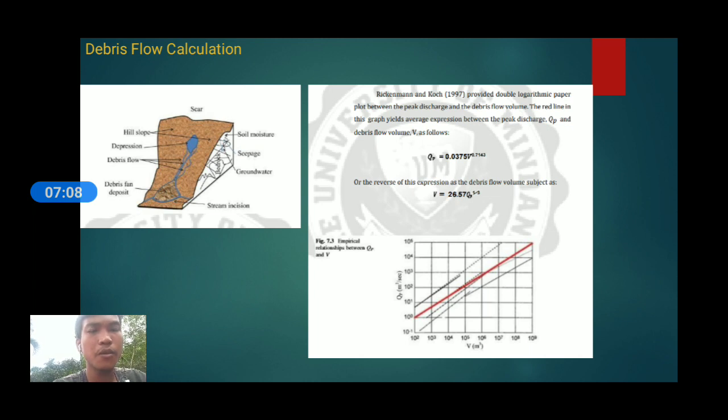Then debris flow calculation. QP equals 0.0375 V to the power of 0.7143, or the reverse of this expression, where the debris flow volume V equals 26.57.